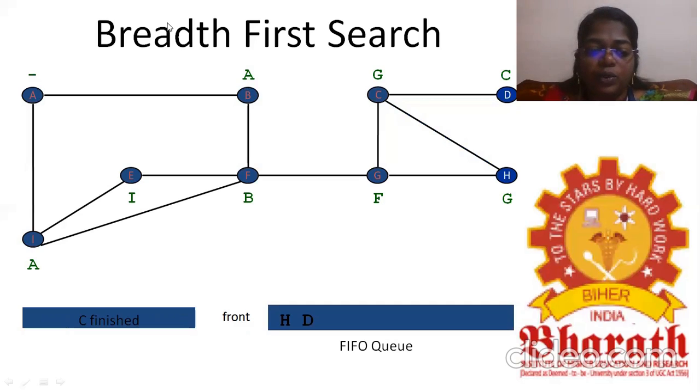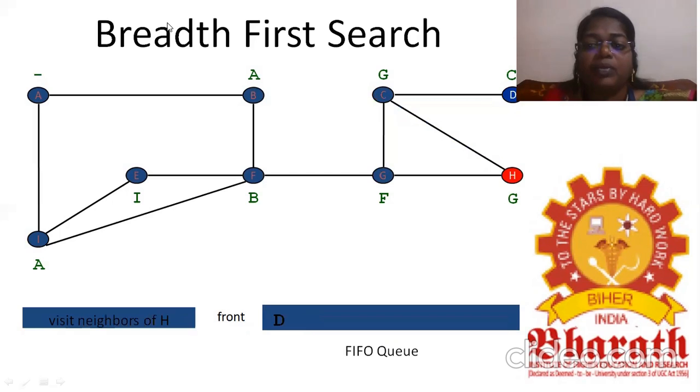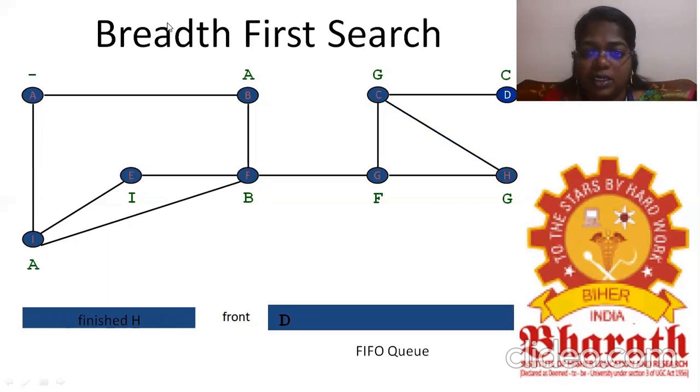Now what are we going to do? We have to check what is at the front of the FIFO queue. So we get that vertex, that is H. We DQ the vertex H, mark it in red color, and find the neighbor nodes of H. Check what the neighbor nodes of H are. G is a neighbor node and C is also a neighbor node. So both are finished already. So we move to the next vertex at the front of the FIFO queue. Here we have node D.